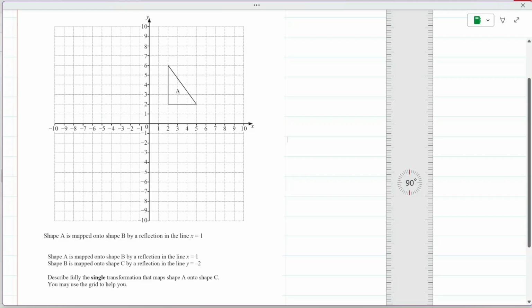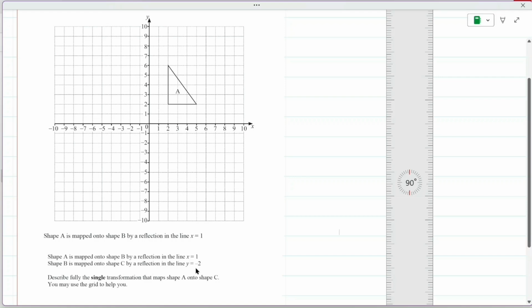So the center, or where the mirror of reflection is, is at x equals 1. This point is x equals 1. You draw a vertical line. Then it says shape B is mapped onto shape C by reflection in the line y equals -2.